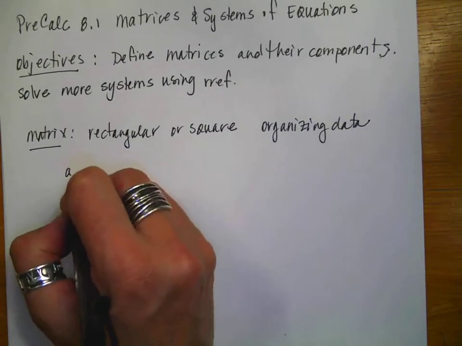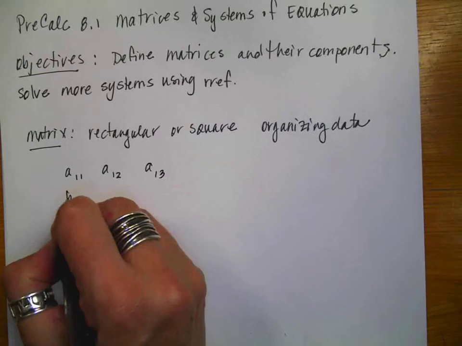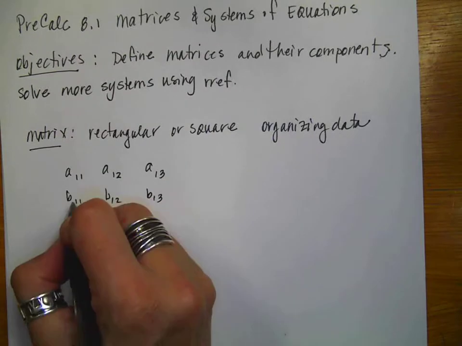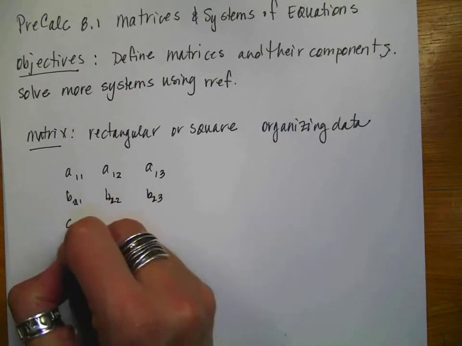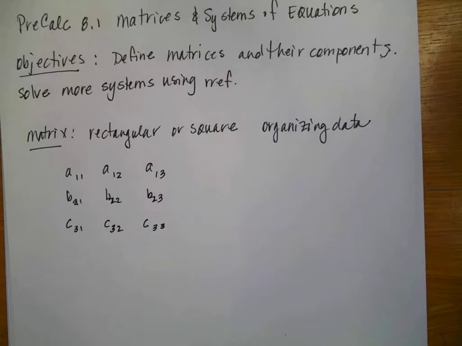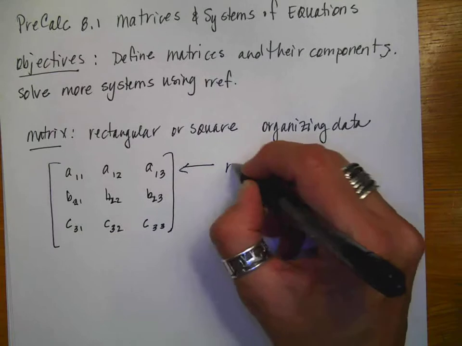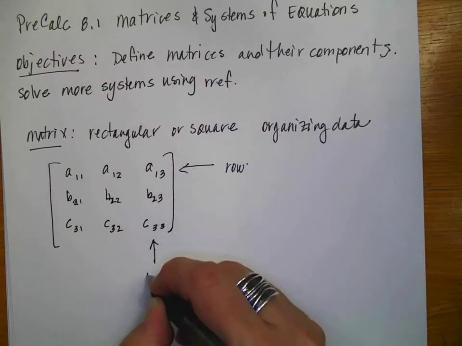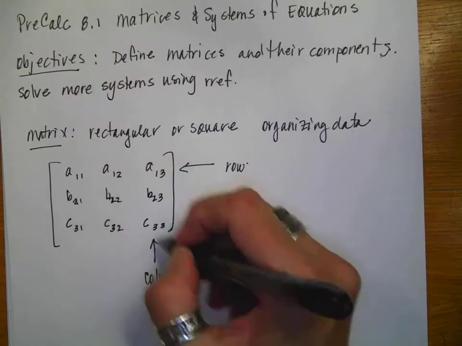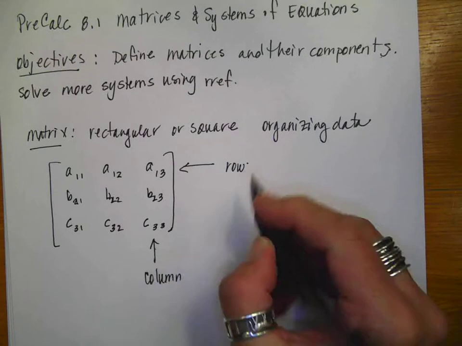So let's say I have a matrix that's A11, A12, A13, B21, B22, B23, and then C31, C32, and C33. Okay? So if you'll notice, these are the rows. Going across is a row, and then going vertically is a column. Because columns support buildings, so they stand straight up and down. Rows are like when you go to the movie and they go straight across.